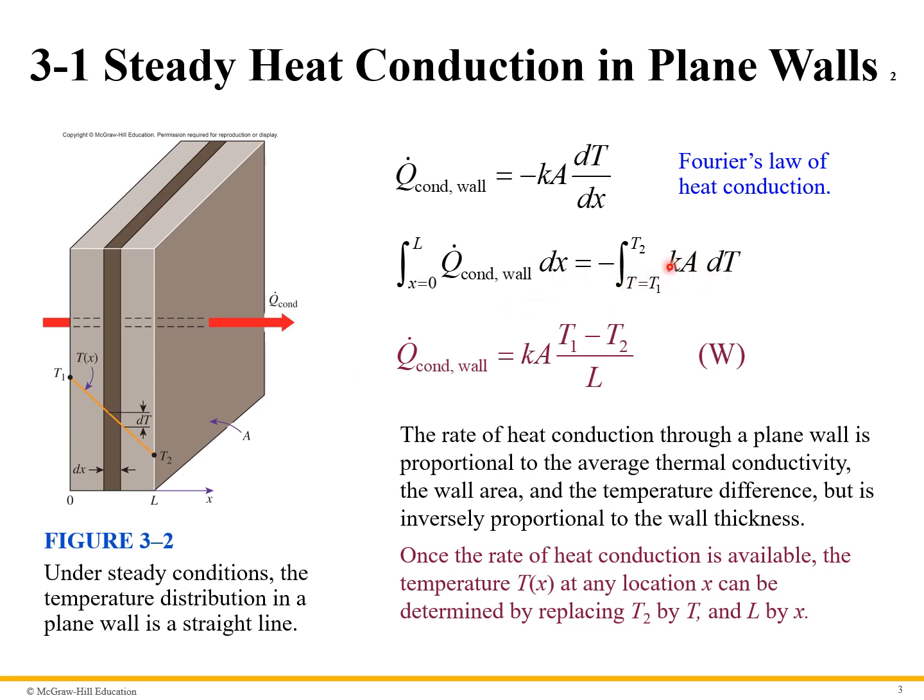So when you integrate this, k and A are constants, so these come outside the integral. And so this integral is fairly simple to do. You end up with this equation here: Q dot equals kA delta T over L. So this basically shows that the heat conduction through a wall is a straight line under steady state conditions. It's proportional to the average thermal conductivity k, the wall area, and the temperature difference, and it's inversely proportional to the wall thickness.